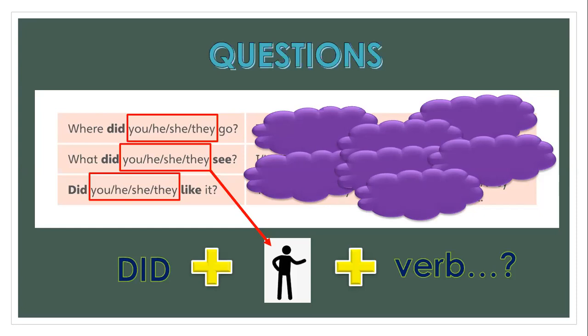Now, when we make the question with what or where, we do something very, very simple. We only put what or where at the beginning, and voila, we have an open question. What did your mother see? What did my father see? Okay, where did your cousins go? What did the computer do? Okay, the person can be an animal or an object.